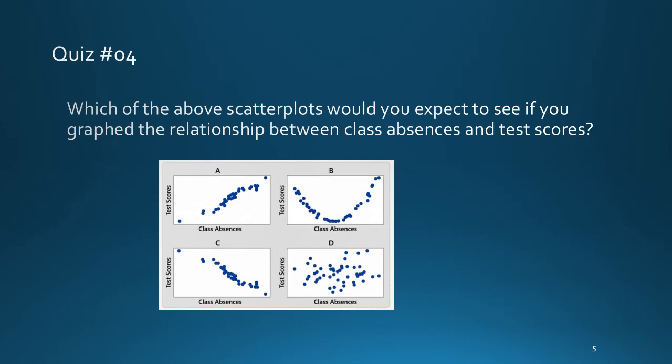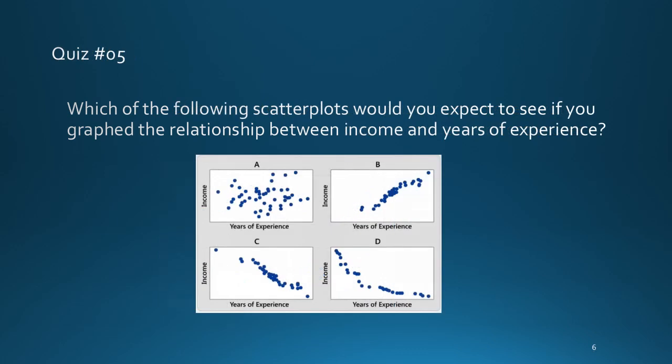Question number four: which of the above scatter plots would you expect to see if you graph the relationship between class absences and test scores? A, B, C, or D? Number five: which of the following scatter plots would you expect to see if you graph the relationship between income and years of experience?